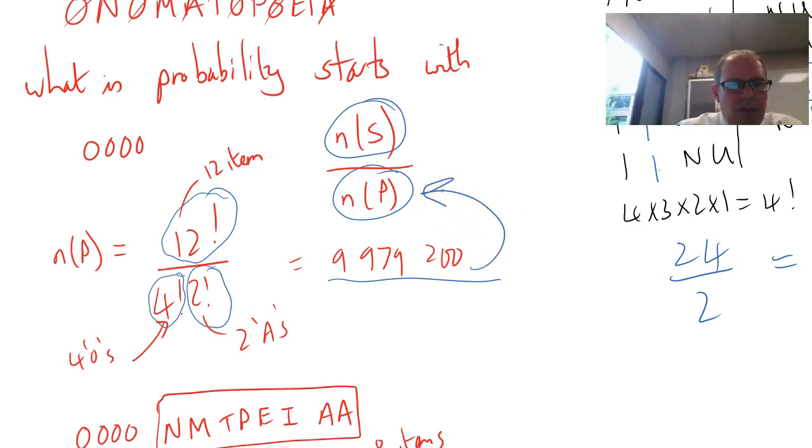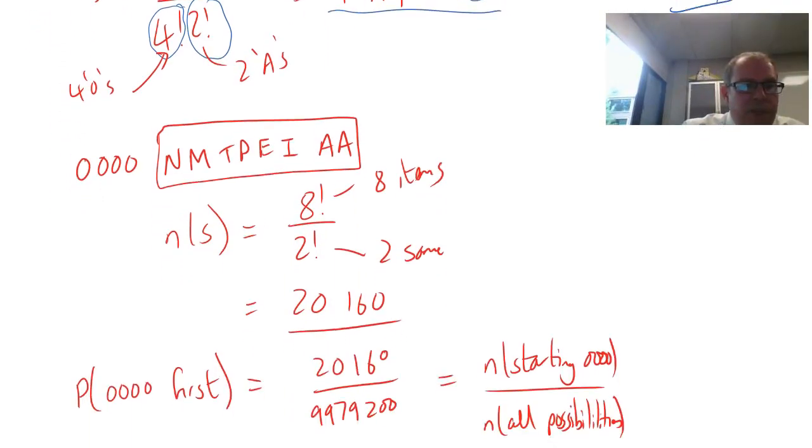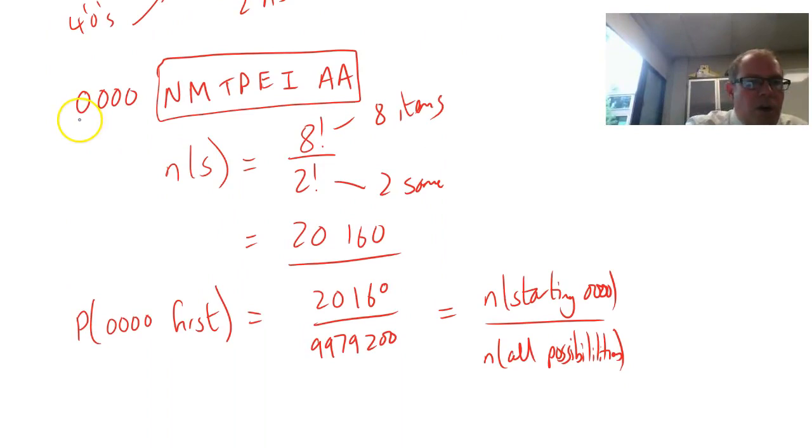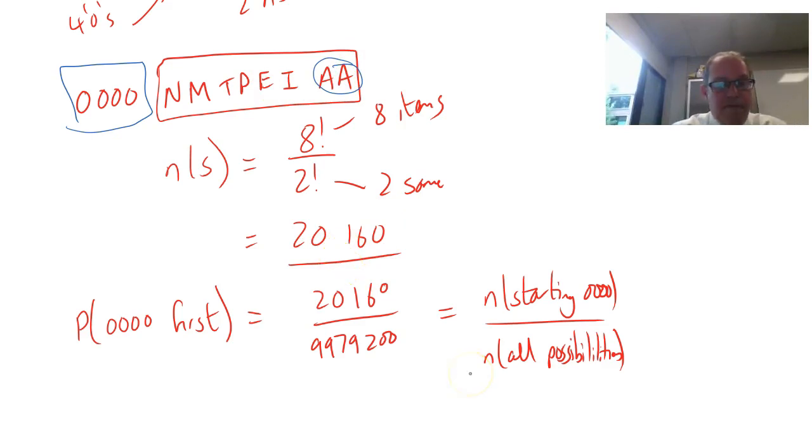Now we need to find the number of ways of arranging it starting with O-O-O-O. If we're starting with O-O-O-O, those O's are fixed, so you can ignore them really. So really we've got 1, 2, 3, 4, 5, 6, 7, 8 items, of which 2 are the same, which is the 2 A's here. And so we've got 20,160. So our final probability of starting with O-O-O-O is 20,160 over that horrible number there. And there we go. That's it in a nutshell.